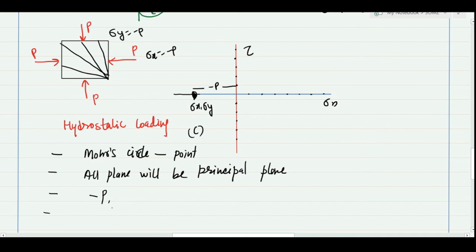There will not be any maximum shear stress plane, as all the planes are principal planes, and we know that the shear value for a principal plane is always 0. So there will not be any maximum shear stress plane. All the planes will have equal stress value, that is corresponding to minus p, or the maximum normal stress value. So with this note, I am closing the topic of Mohr circle, and I hope that you have understood how to construct a Mohr circle and how to find different stresses by making a Mohr circle. Thank you.